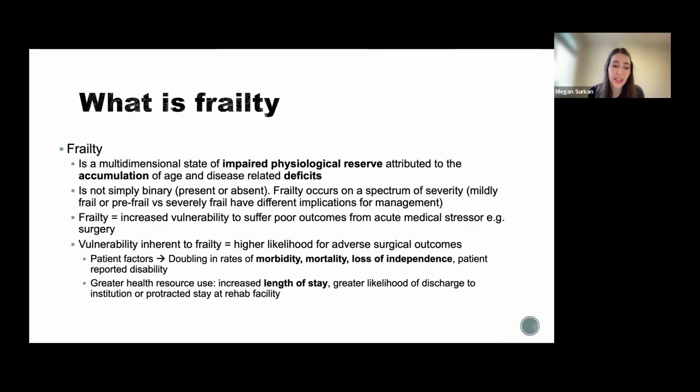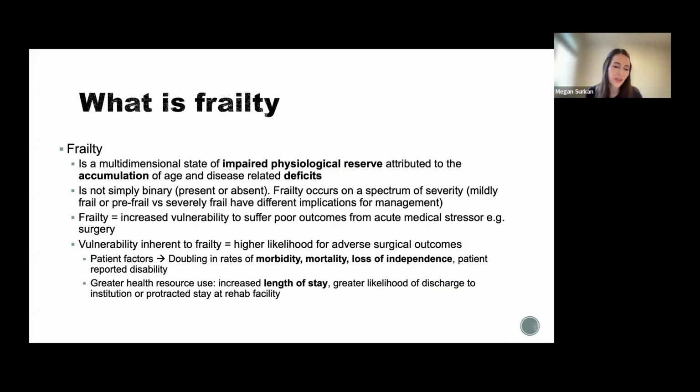Really, frailty is increased vulnerability to suffer poor outcomes from an acute medical stressor, of which surgery is one, not always planned, but something we can anticipate as a medical stressor. And vulnerability inherent to frailty results in higher likelihood for adverse surgical outcomes. These outcomes are both patient-related and system-related.